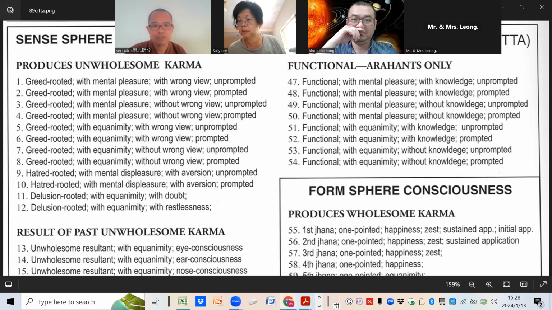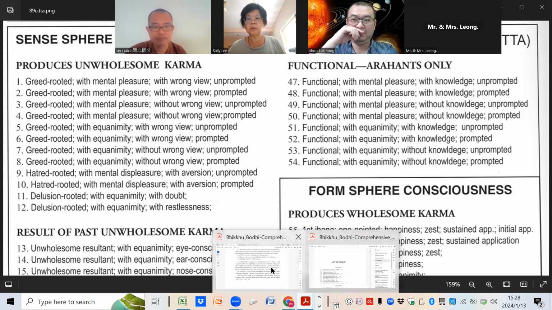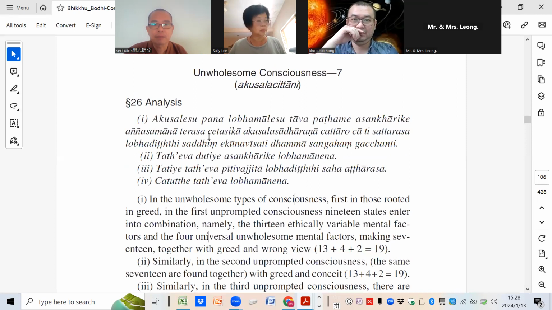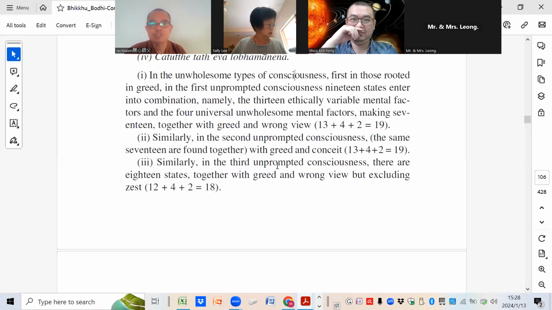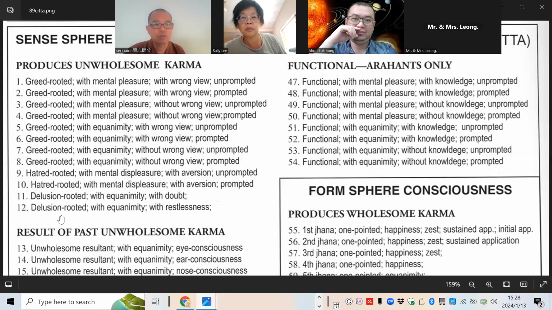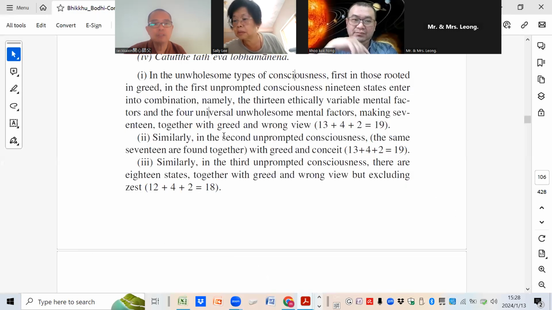Wait, let me check first. How come 7? Unwholesome consciousness, the part number 7. So unwholesome, we got totally how many here? Let's see. We got 12 here. Okay. Who hasn't read the passage? Sally, not yet, right? In the wholesome part of consciousness, please read the passage.